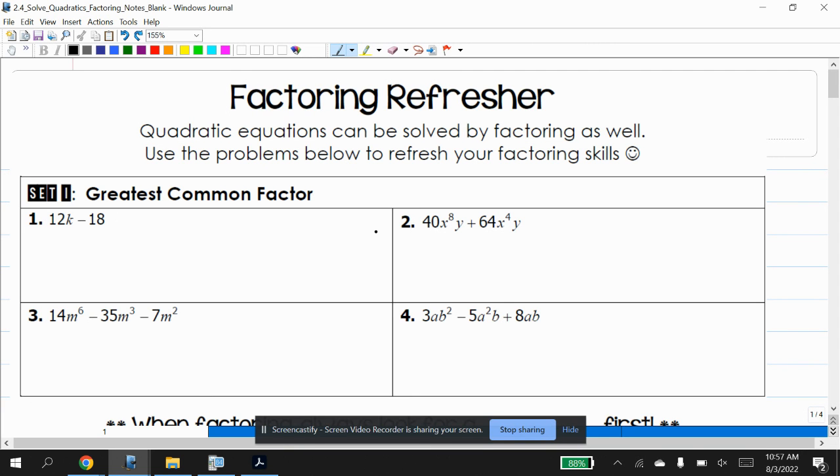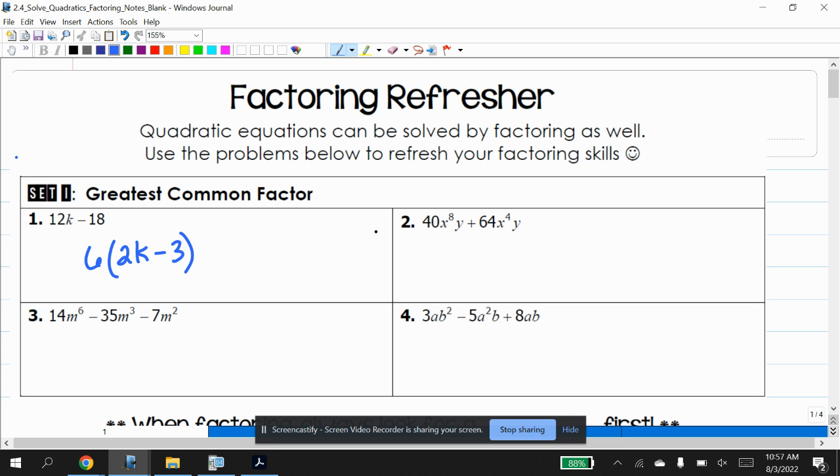Okay, so greatest common factor. We're going to look at these problems and try to pull out the greatest common factor of those together here. So number one, what's the GCF of 12K minus 18? What goes into 12 also goes into 18? 6. So that would leave us what in parentheses? 2K minus 3. Don't forget we have to be able to multiply this 6 back out and get the original back out of that. So there's the factoring of that first little binomial with the 6 as the GCF.